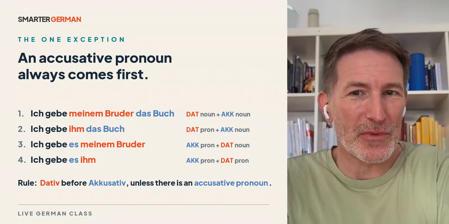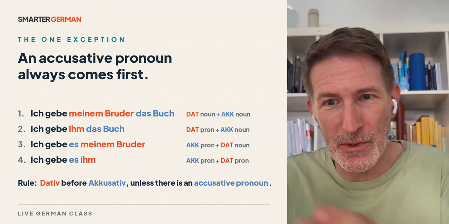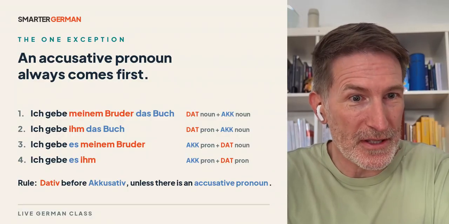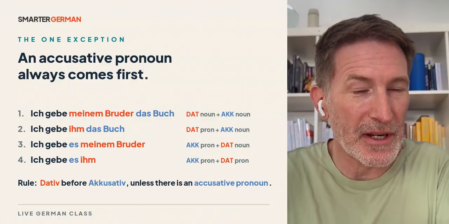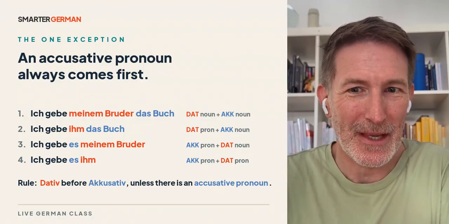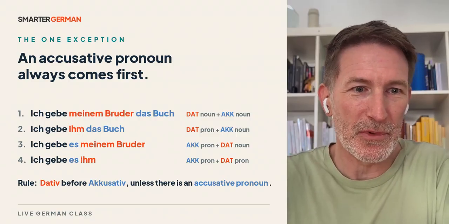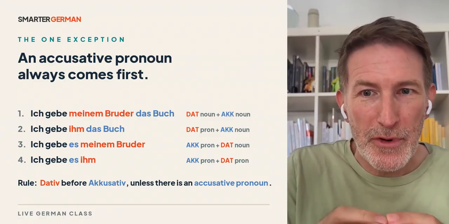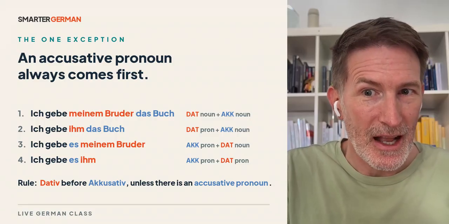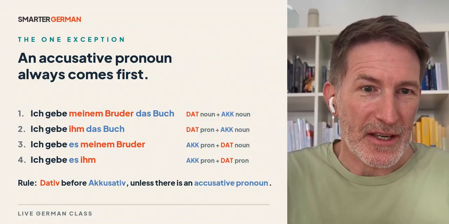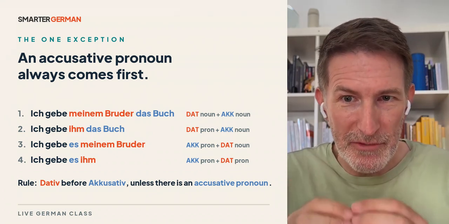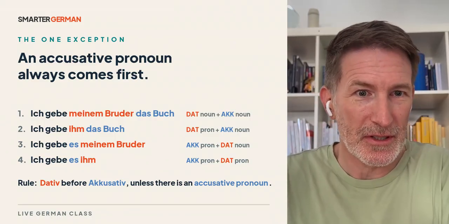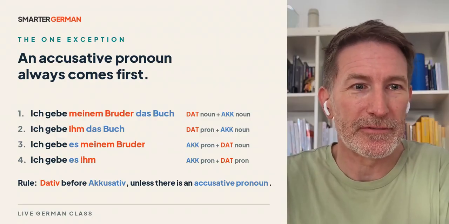So stick to this rule. It's a rule, and rules are there to be broken, but pay attention to how people actually order this. I would assume this is the standard order you will hear in 98% of all cases, and then there's a few people who break the rule: ich gebe das Buch meinem Bruder. In general, in German, if you put something further to the front of the sentence, you intend to emphasize it. So if you really want to emphasize it, then you put it earlier. But I don't think you need to do this. This rule is good enough.